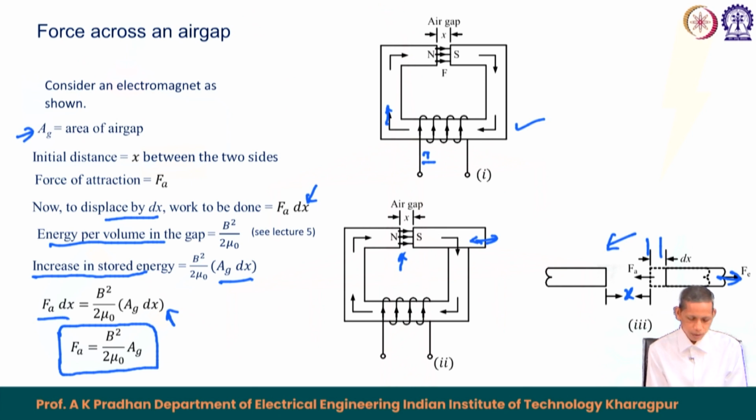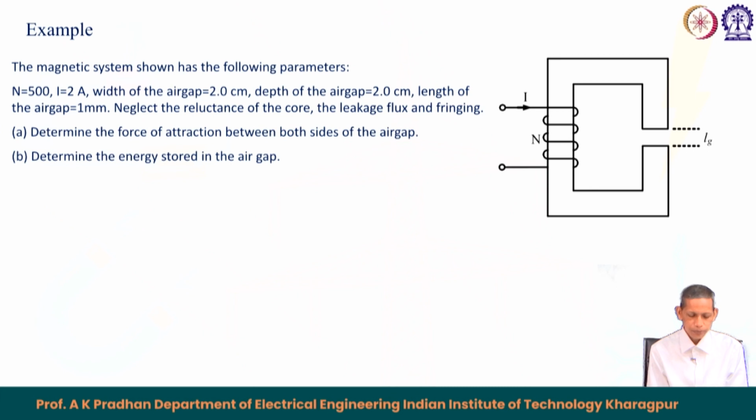And we know that the total energy contained in the air gap becomes B square upon 2 mu naught into the volume of the gap. The volume of the gap equals A g into the length of the gap L g. So, that is the general equation. Now with this idea we can calculate, for this electromagnet, the force of attraction and the energy stored in the air gap.